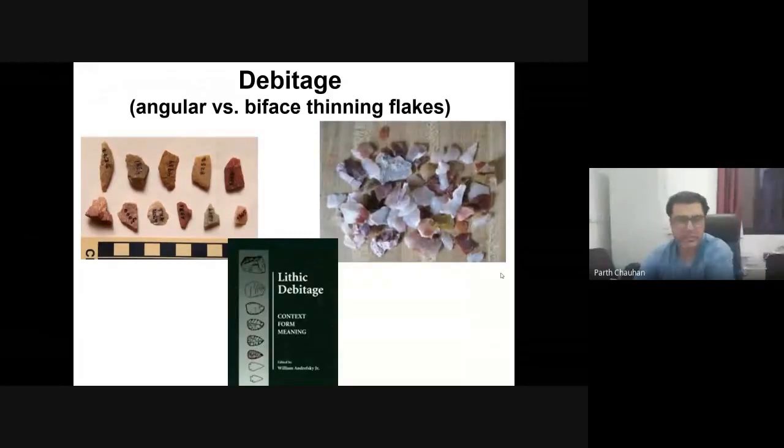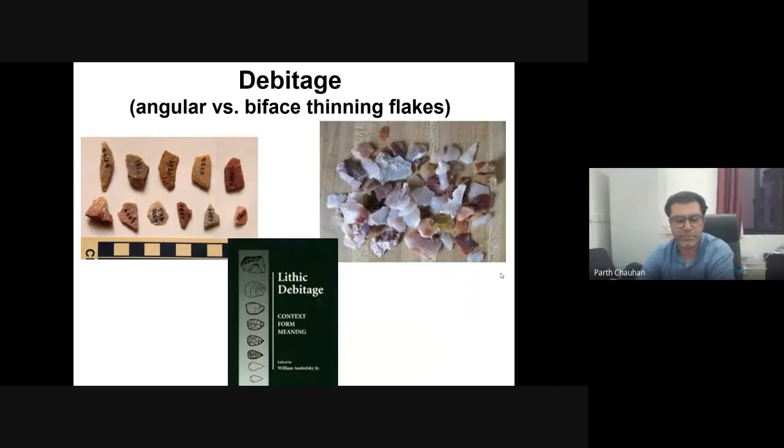So a quarry site where raw material is extracted and a Handaxe production site, for example, would look different. And some sites would have debitage and some sites would not have debitage. So debitage, even though it was discarded in the past, is very important for archaeologists. In fact, you can see entire books have been published on debitage.